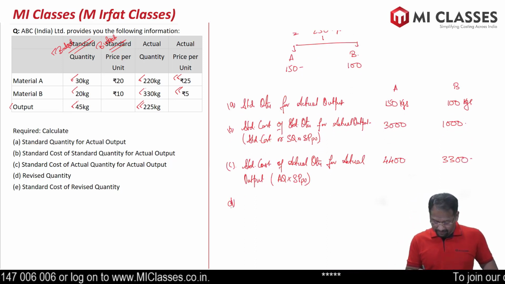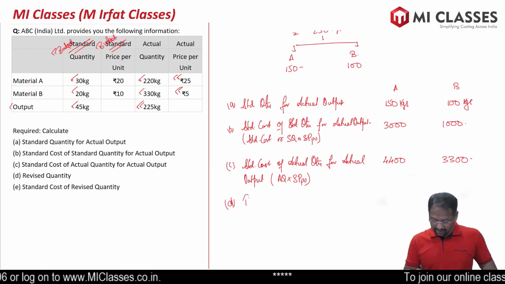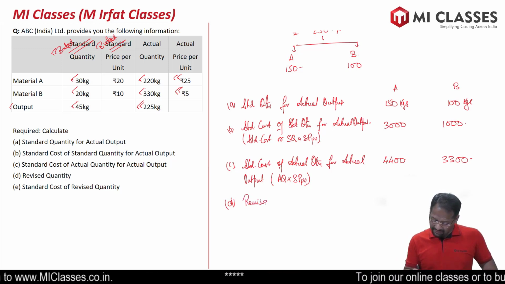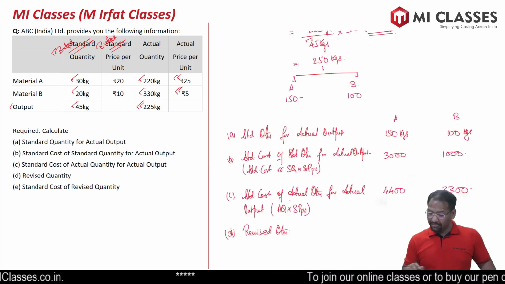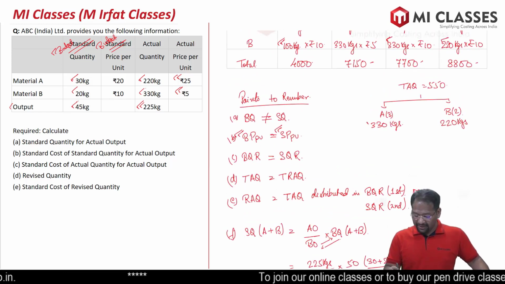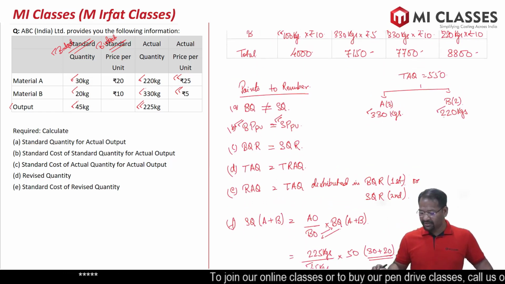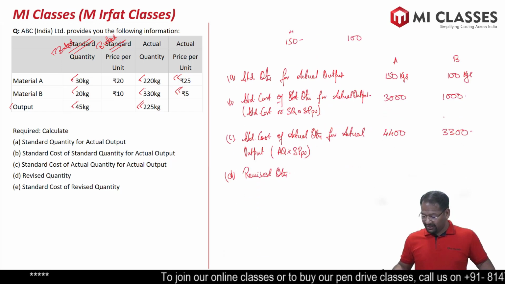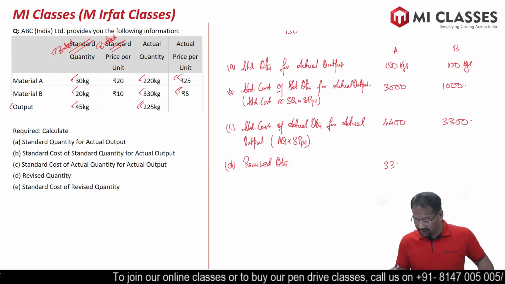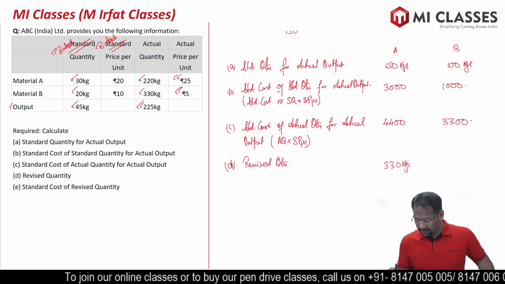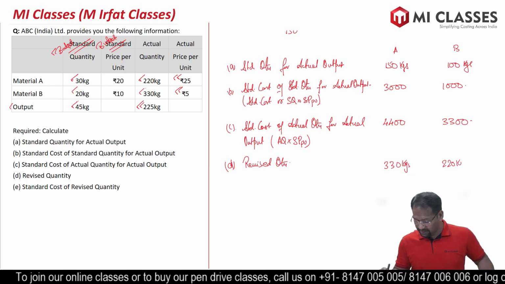Next one, revised quantity. We have already calculated the revised quantity above. For A, our revised quantity was 330 and for B it was 220. So 330 kgs and 220 kgs.